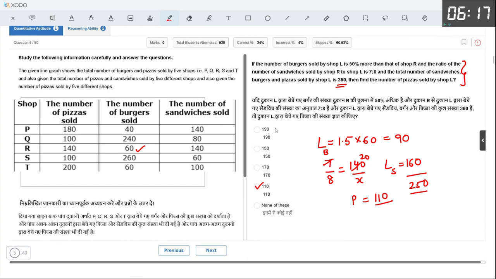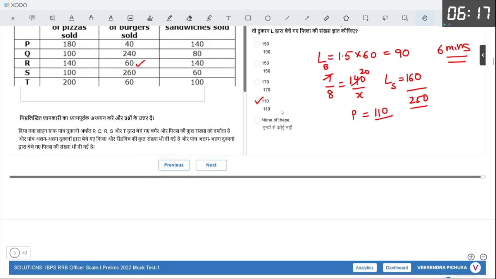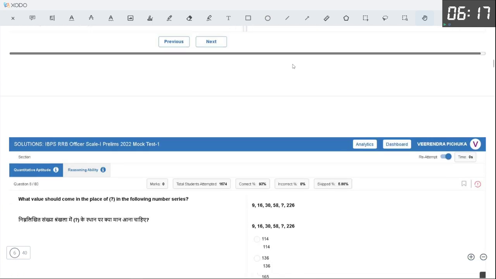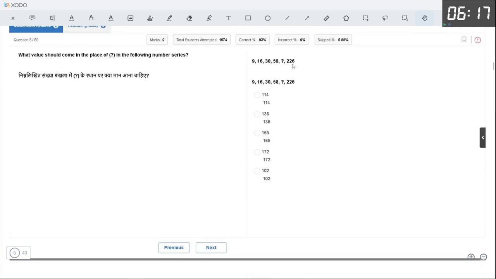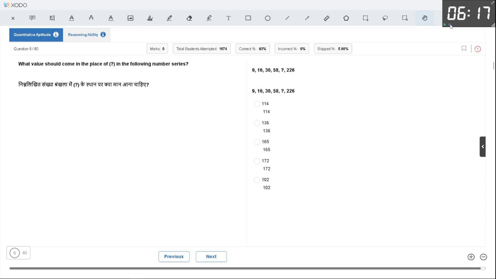So within 6 minutes, 6 minutes are enough for the DI to solve. I hope you understand how to solve DI faster. 6 minutes is enough. Now we will solve the 5 missing number series, same like that with a timer.